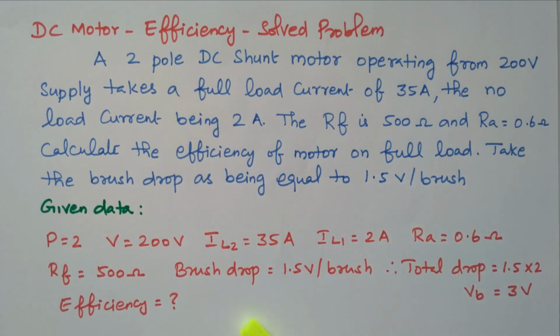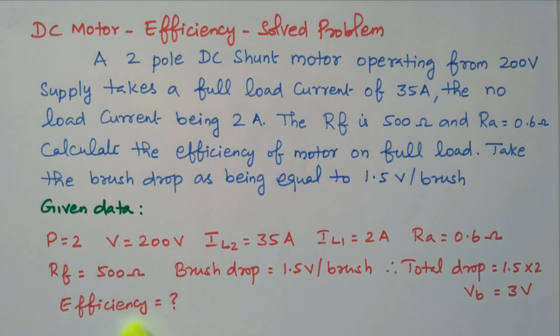Now we will analyze the data. What are the data available? The number of poles is 2, P equal to 2. The voltage is 200 V. IL2 is the load current, that is, the full load current, 35 A. IL1 is the no load current, 2 A. RA equal to 0.6 ohm, the armature resistance. The field resistance is 500 ohm. The brush drop is 1.5 V per brush. Totally there are 2 brushes available, so 1.5 into 2, 3 V.